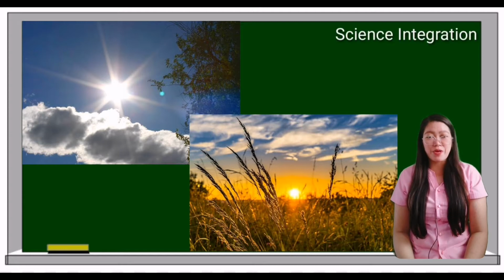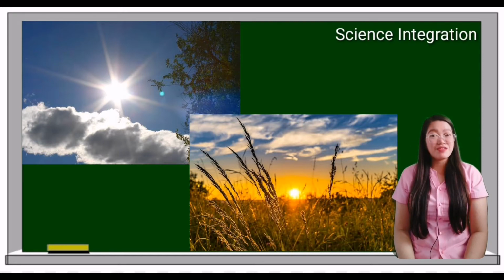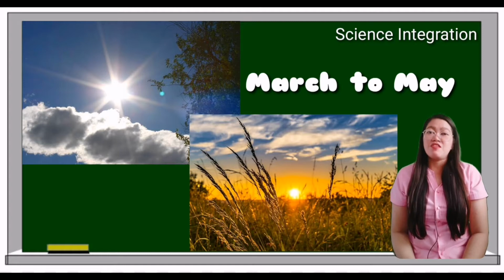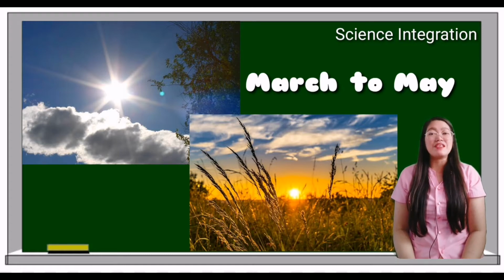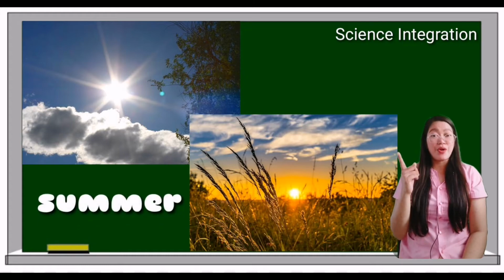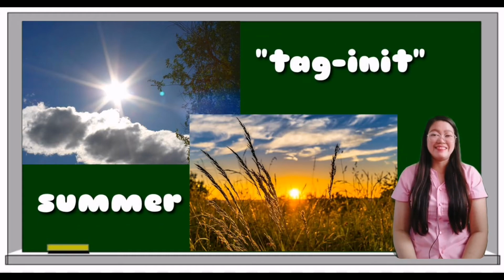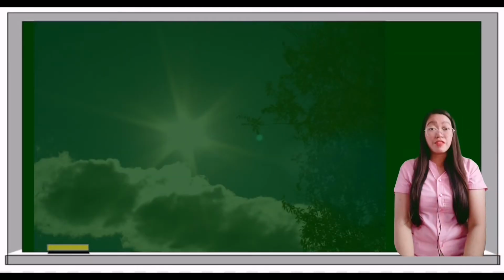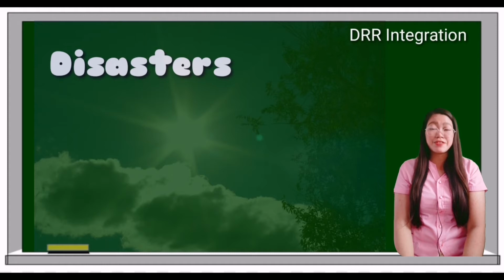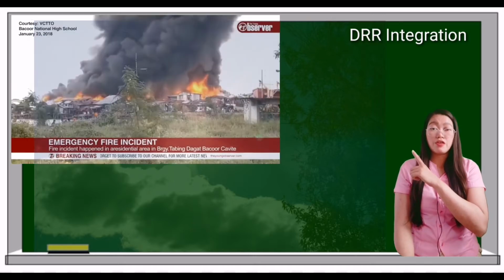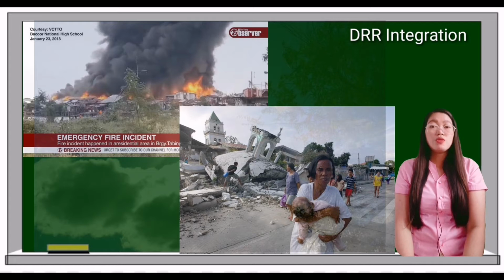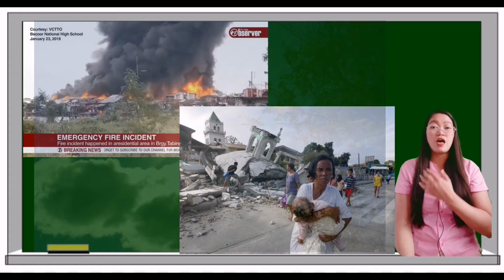What months are summer in the Philippines? The months of March to May. These are the hottest 3 months in the Philippines and are locally known as summer or tag-init. In these months, there are some disasters, accidentally or naturally, that may happen. Some of these disasters are fire and earthquake. We have to be always ready and be careful to take care of ourselves as well as our families.